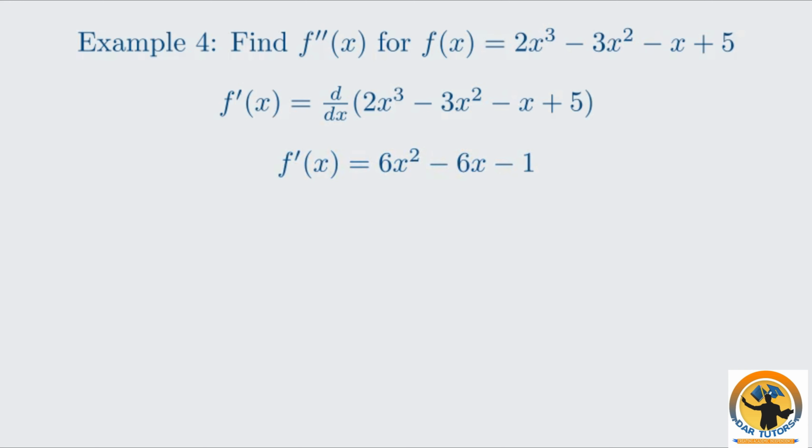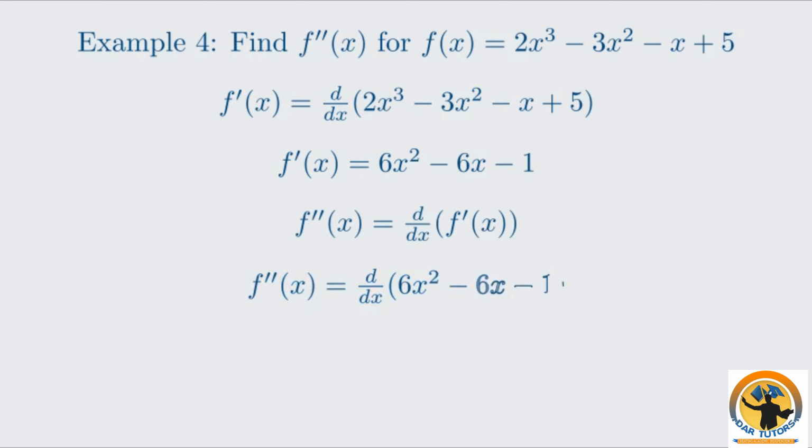Now, to find the second derivative, we differentiate the first derivative, f prime of x. So f double prime of x is the derivative of 6x squared minus 6x minus 1. Applying the power rule again, the derivative of 6x squared is 12x, and the derivative of 6x is 6. The derivative of the constant 1 is 0. So the second derivative of f of x is 12x minus 6. This process is straightforward for polynomials.